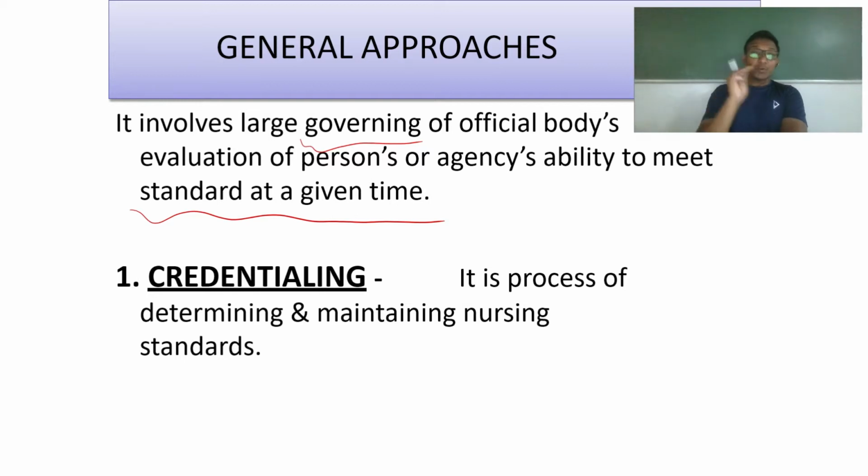So the first point in the general approaches is credentialing. What does credentialing mean? It is a process of determining and maintaining the nursing standards. In the general approaches, first of all, they will check the credentialing, whether the hospital is maintaining the nursing policy or not, and whether the hospital is maintaining the nursing standards or not. They check this in the credentialing step.